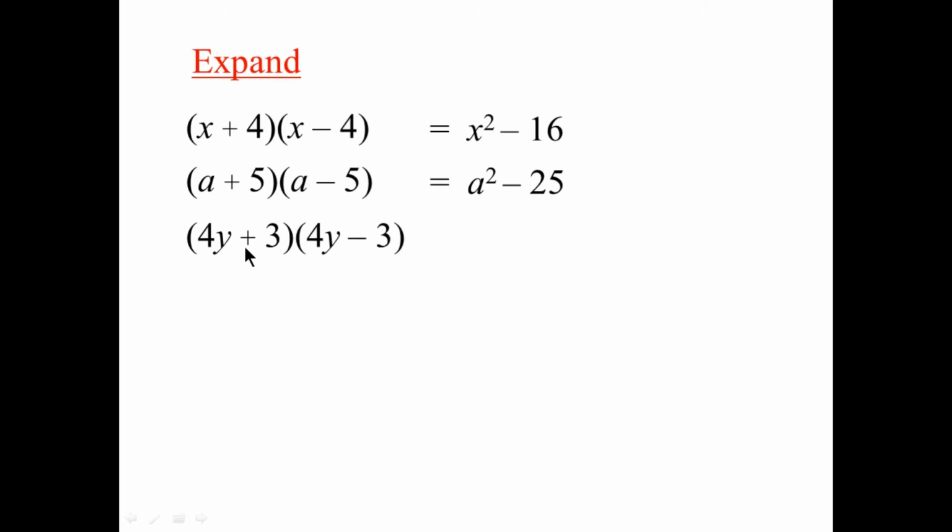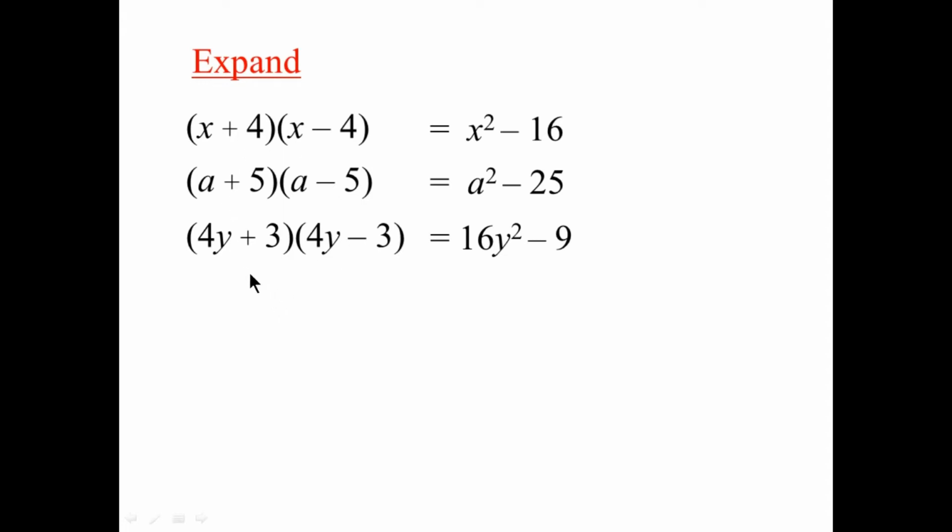In this case, let's examine these. These are conjugates. We can tell by the signs in the middle. And so the result is going to be a difference of squares, the subtraction of the squares. So 16y squared minus 9.